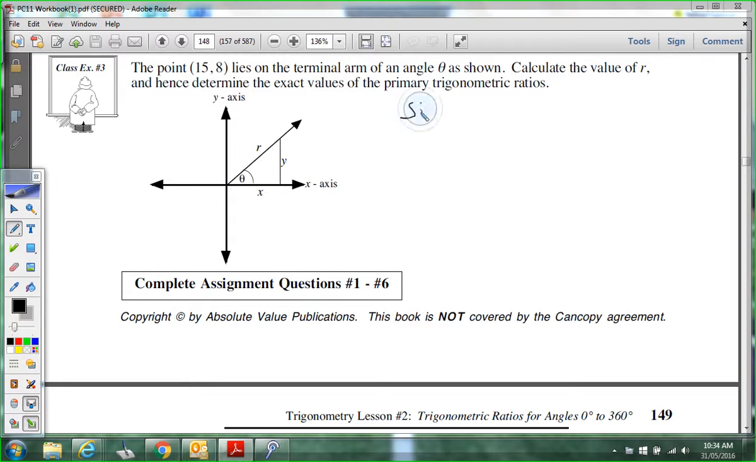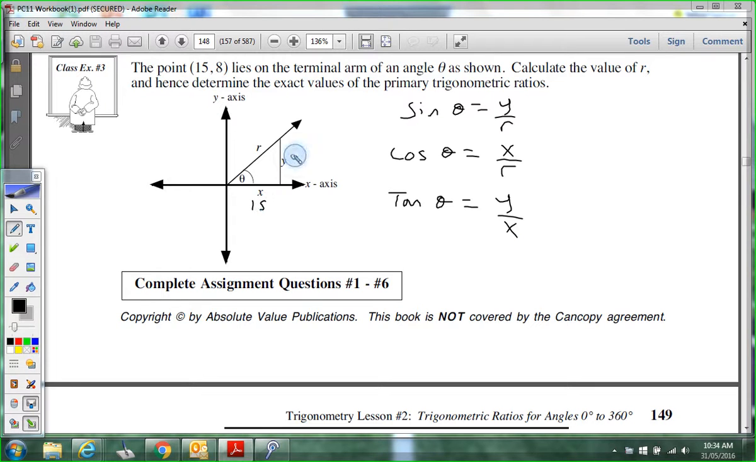We're trying to figure out what sine theta is, which we know is y over r. We're trying to figure out cosine theta, which is x over r, and then we're trying to figure out tan theta, which is y over x. We have x and y right now, we don't have r. So we're going to do a little work really quickly to get that.